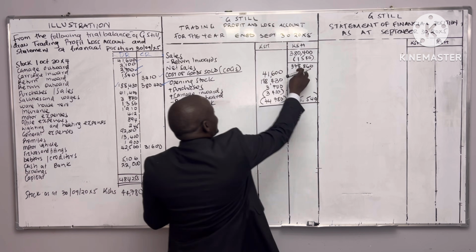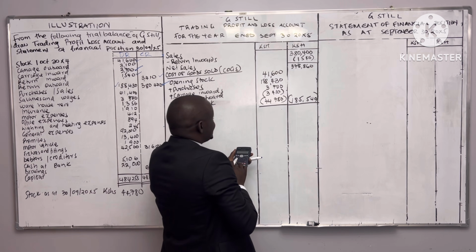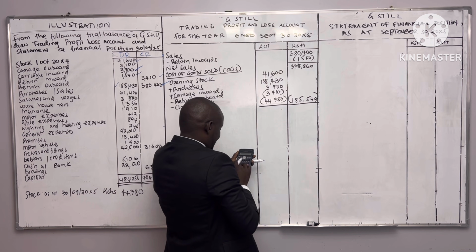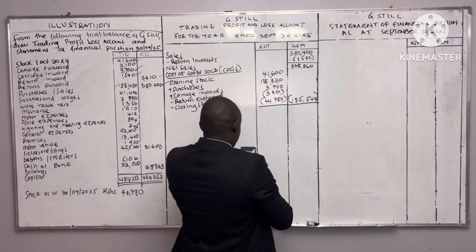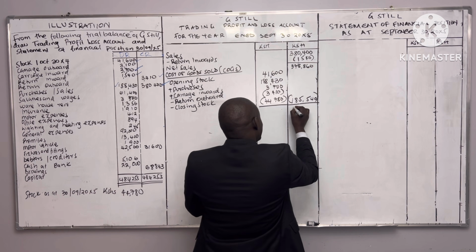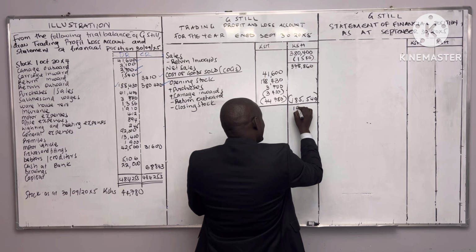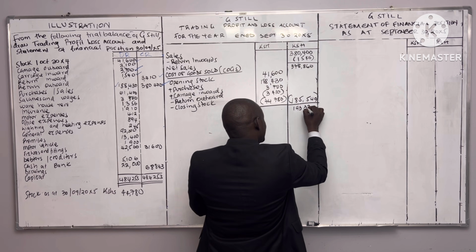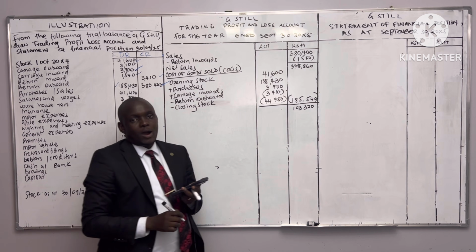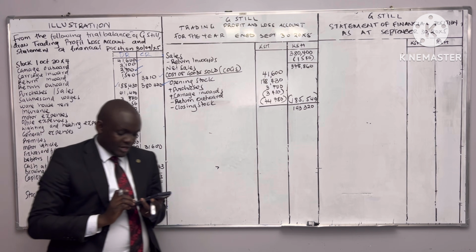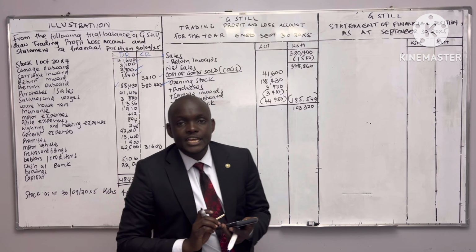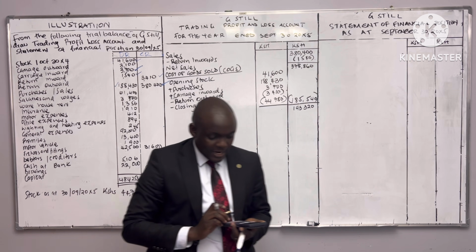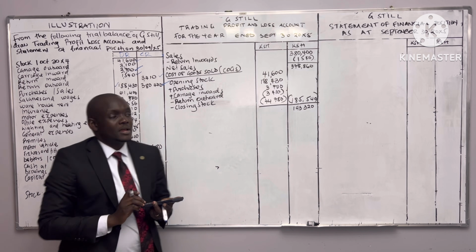So this minus the cost of goods, what I get is the gross profit. 378,860 minus that, I get the gross profit of 193,320. 193,320 is my gross profit.